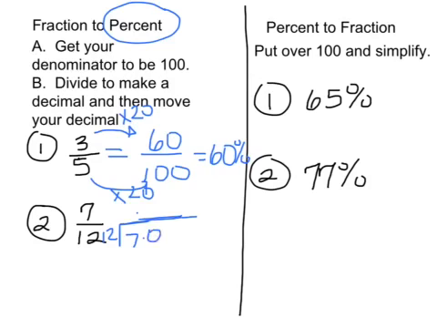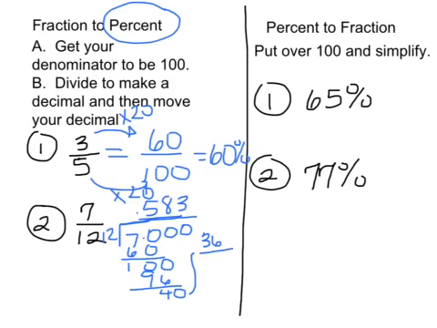12 can go into 70 5 times, which is 60. I'm going to try to write real small so I can try to get this on here, which is 10. Add a 0 and bring it down. 12 can go into 100 8 times, which is 96. Subtract and we get 4, add a 0, and bring it down. 12 can go into 40 3 times, and I'm going to actually have to move this up a little bit, which is 36. Subtract and I get 4, add a 0, bring it down.